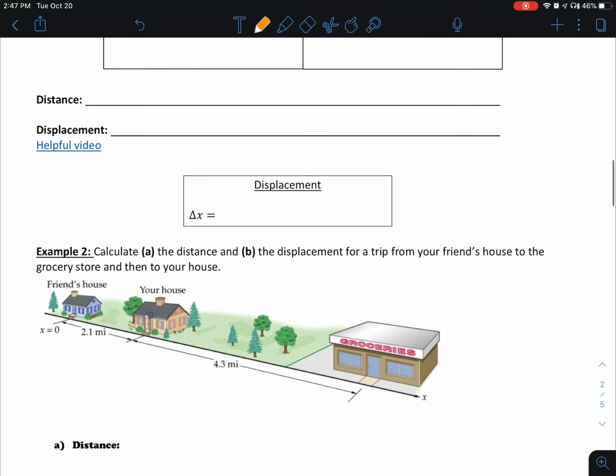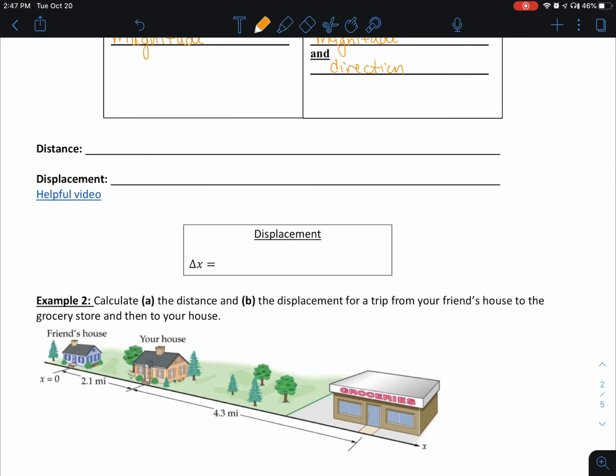All right, let's talk about distance. Let's say I go home to my house. I get in my car and I drive home. Distance is the full path that an object travels.